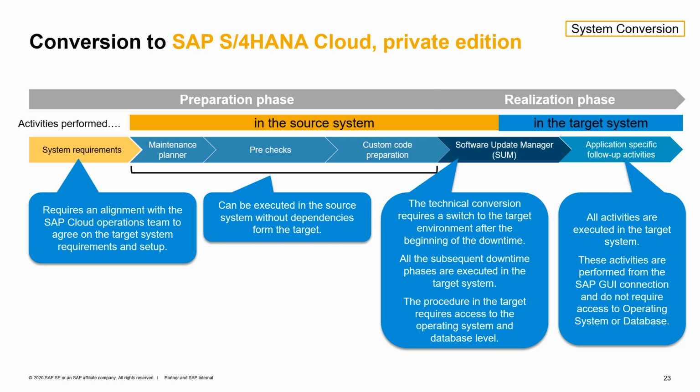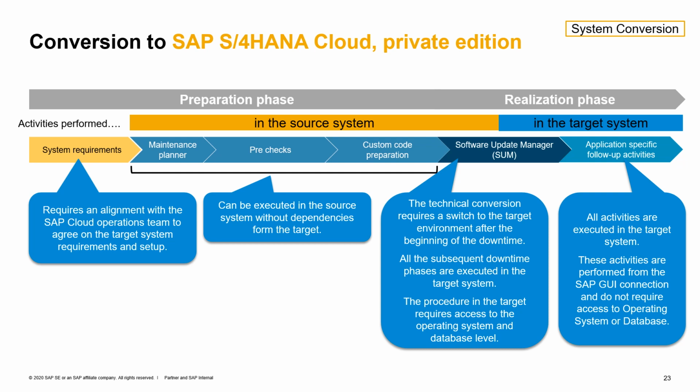The preparation phase starts with a first activity called system requirements, and this particular one requires an alignment between you as a partner and the SAP Cloud Operations team in charge of S4HANA Cloud Private Edition in order to agree on the target system requirements and setup for a specific customer conversion. With this alignment, you will make sure that everything is ready in the private edition to host the converted customer system. The remaining steps, part of the preparation phase, can be executed in the source customer system and do not have dependencies with the target.